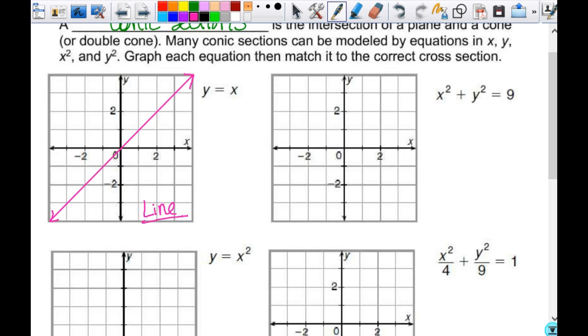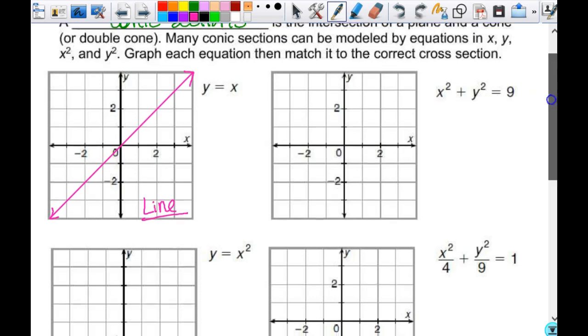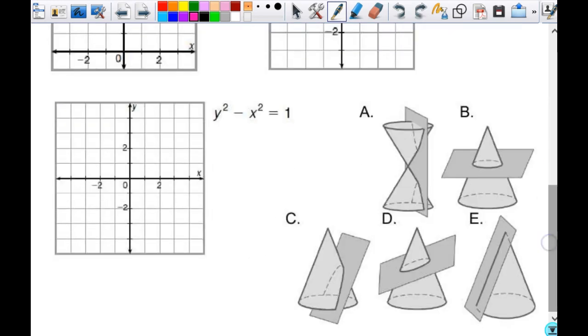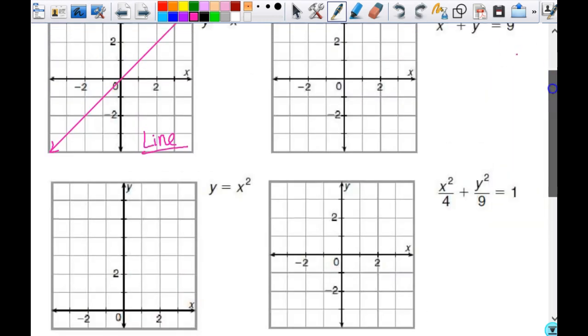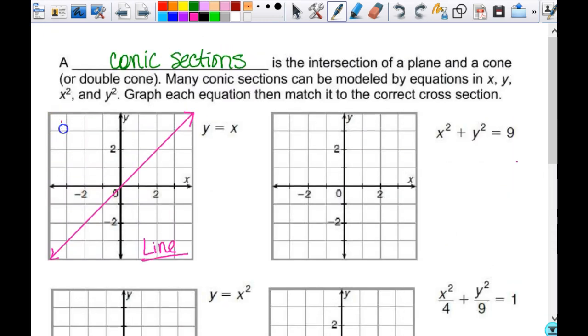So when you look down here, which cross section does it look like that would match up with? The cross section is what you get when the plane slices through. When this slices through, I do not think that's a line. Okay, E, right? So it's like the plane goes through and just kind of shaves off a line. So E, I'm going to cross it out because we're going to use it, and that matches up with this one. So this is E. Okay, everybody okay with that?